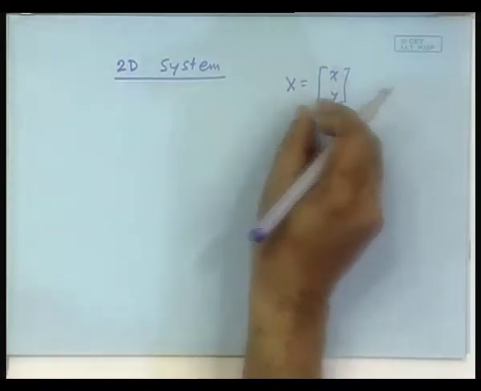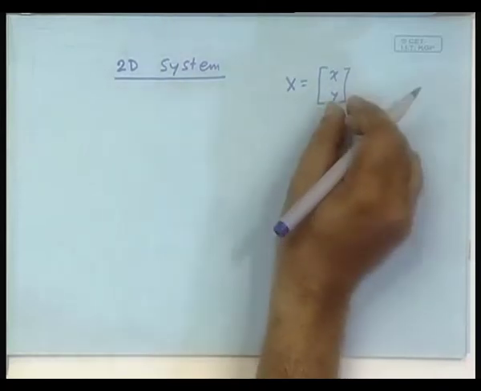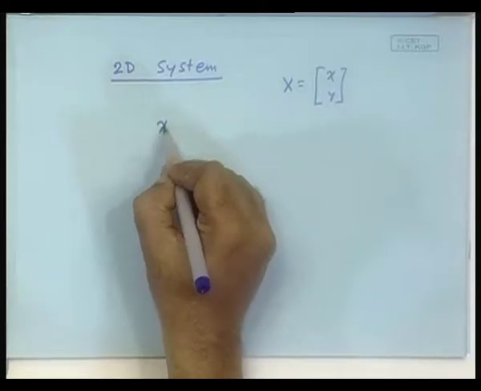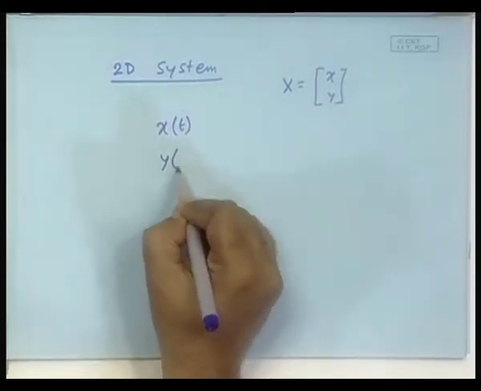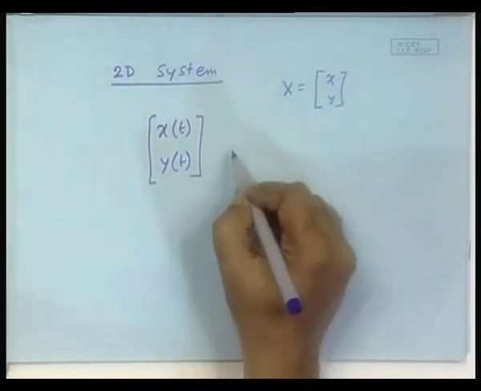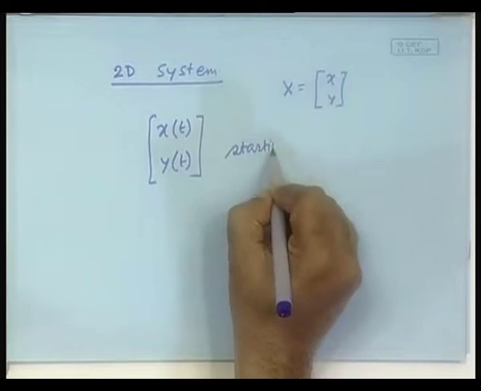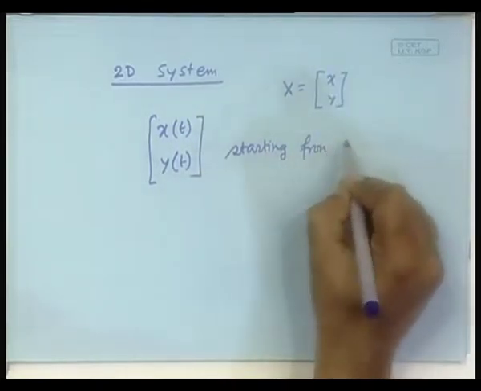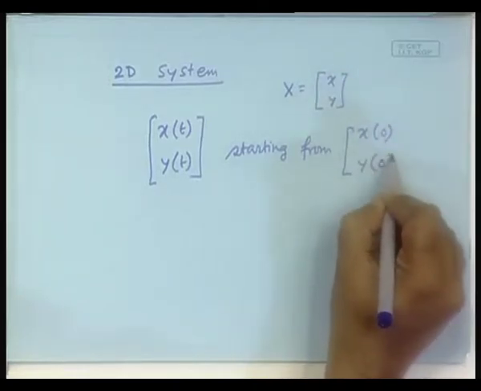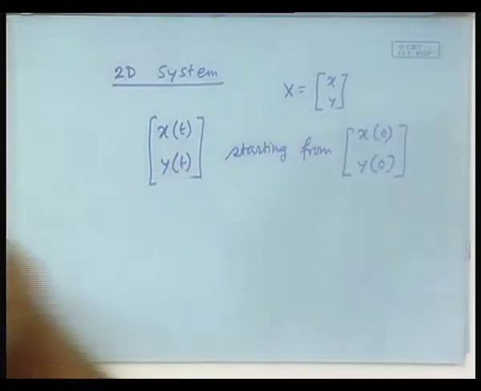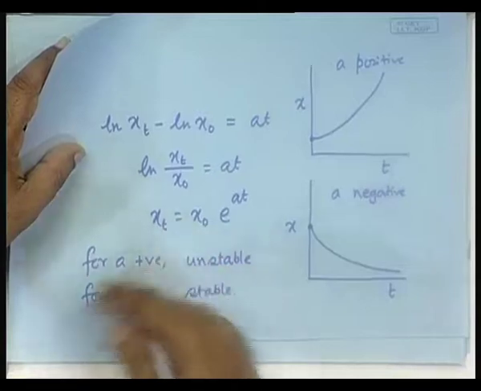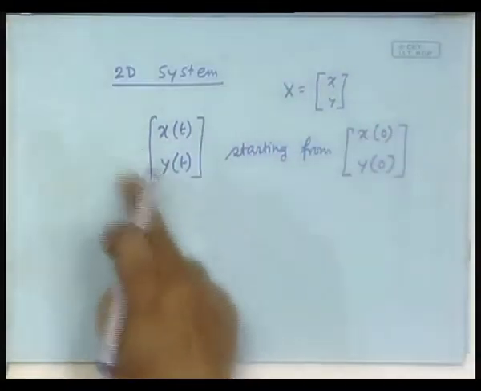So, actually you will be seeking a solution of the form (x(t), y(t)), starting from some initial condition. That is what you are seeking. The way you are seeking here x as a function of t, here you are seeking this value.